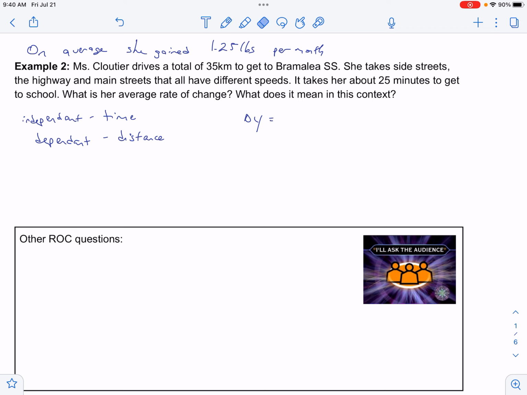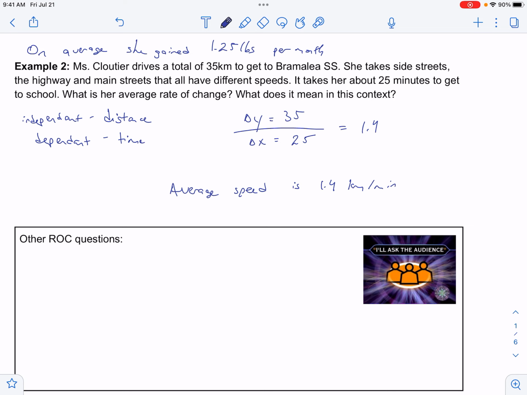Sorry, I've got these backwards here. Yeah, the distance traveled doesn't change. What depends is the amount of time. So in this case, it's going to be 35 kilometers over 25 minutes. 35 over 25 is about 1.4, and so my average speed in this case is 1.4 kilometers per minute. That's what I'm looking for.